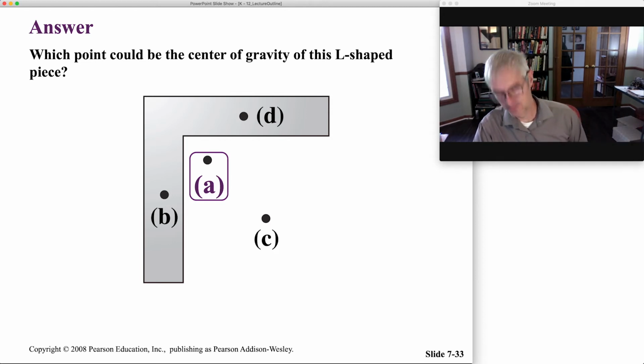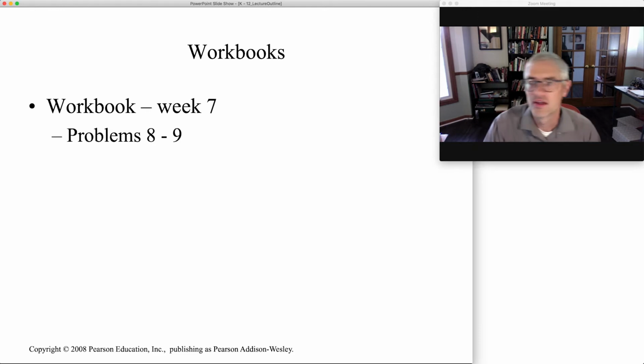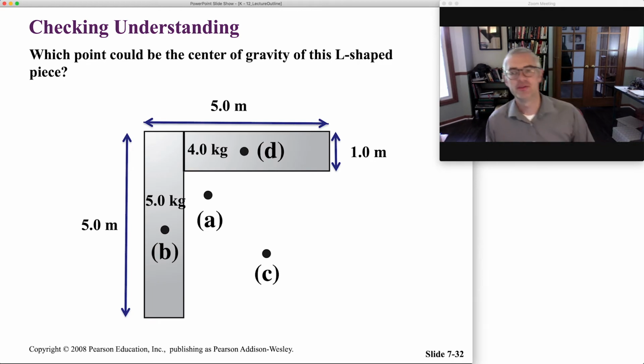So let's do a couple of workbooks, problems 8 and 9 from this week. All right, so hoping that those looked well, we're going to look at how to calculate this with the integral. And I don't want to do the whole thing. What I want to do is focus on just this one bar off to the side, this piece right here. I want to try to find out where its center of gravity is.